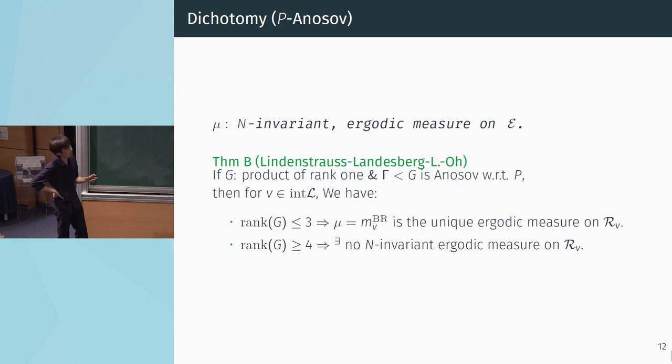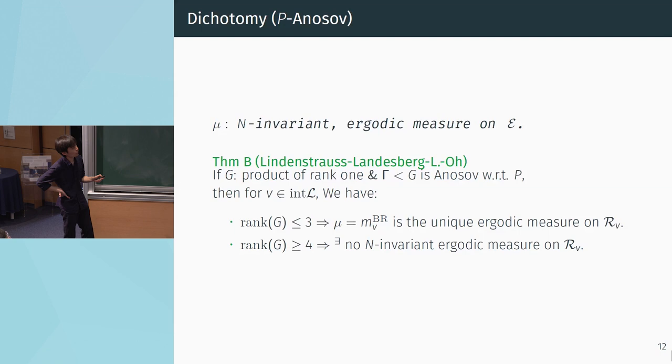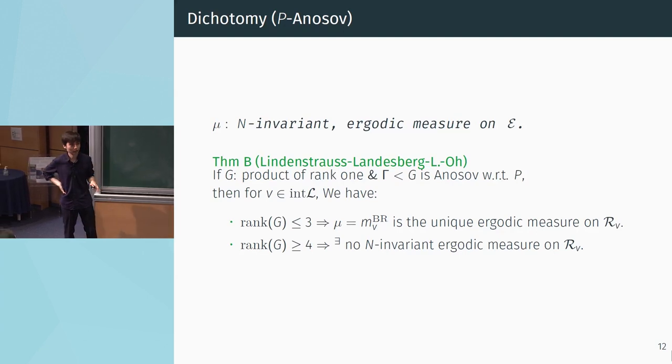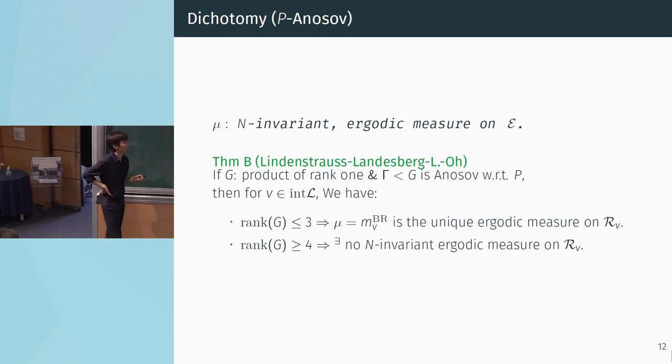If the rank of G is less than or equal to 3, then if you look at this directional recurrent set, you have unique ergodicity on this set. If the rank is greater than or equal to 4, then you have an absence of measure. So you have this dichotomy. If the rank is high, then the Patterson-Sullivan measure doesn't detect this directionally recurrent set. So in some sense, we have stronger results as your rank goes lower; the strongest one is actually rank 1.